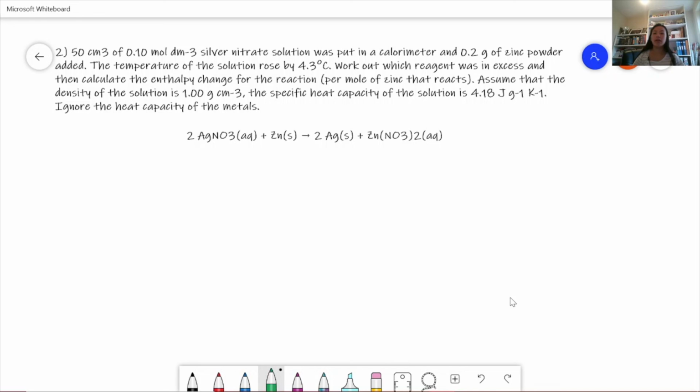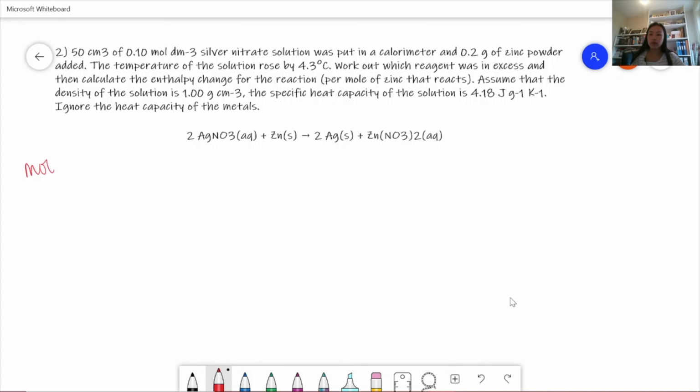zinc. So assume that the density of the solution is 1 gram per centimeters cubed and that the specific heat capacity of the solution is 4.18. And we ignore the heat capacity of the metals just for simplicity. So first what I do is work out how many moles of silver nitrate solution and how many moles of zinc we have.